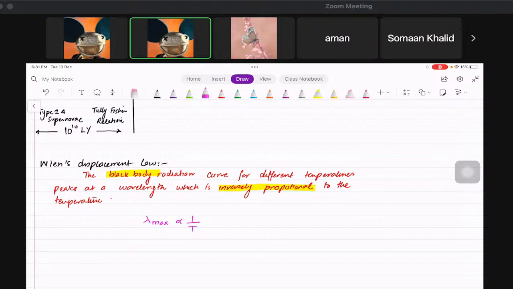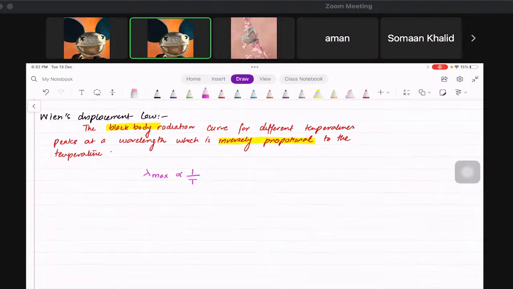All right, now I'm going to write this: lambda max is the maximum intensity wavelength emitted by the star, and here T is the surface temperature of the star.